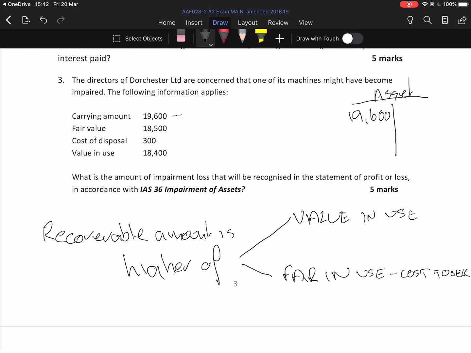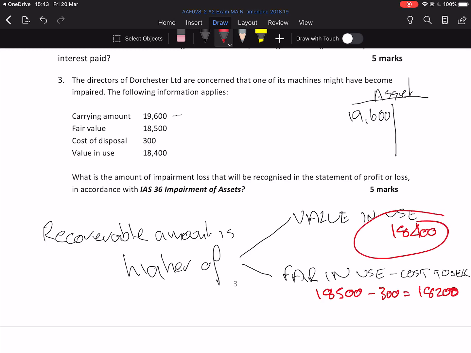So in this example, the fair value is 18,500. I can do it in a smart pen now. In fact, I'm going to rub that out. Again, I'm just doing it to show off, but also to show you how good this pen is. So the value in use is 18,400. And the fair value minus cost to sell: the fair value is 18,500, minus the cost of disposal, which is £300, which gives us 18,200. So on that basis, the recoverable amount, the higher one, is the value in use.